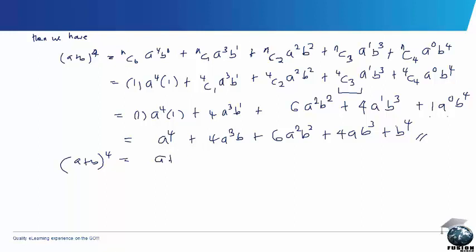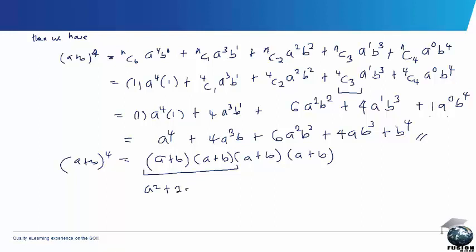If you write it as (a + b) times (a + b) times (a + b) and then times (a + b). Alright, we'll multiply the first two brackets. We'll have a squared plus 2ab plus b squared. Again, when we multiply the last two brackets we have a squared plus 2ab plus b squared. Alright, and so we'll multiply the two brackets together.